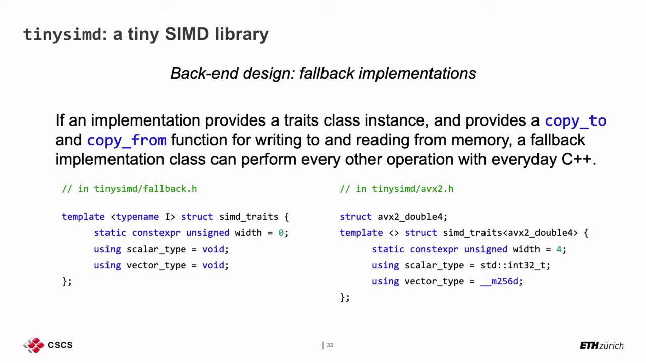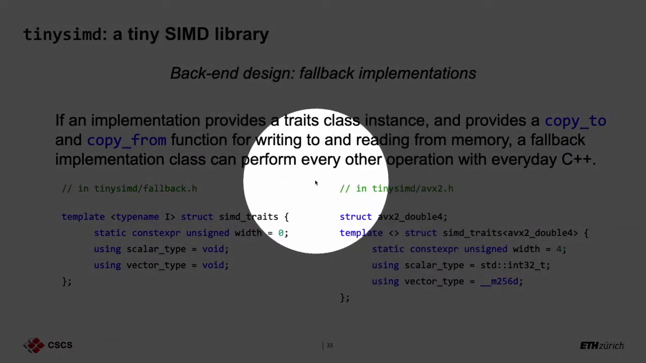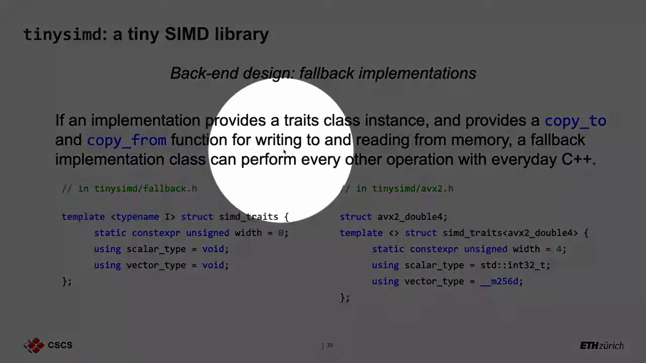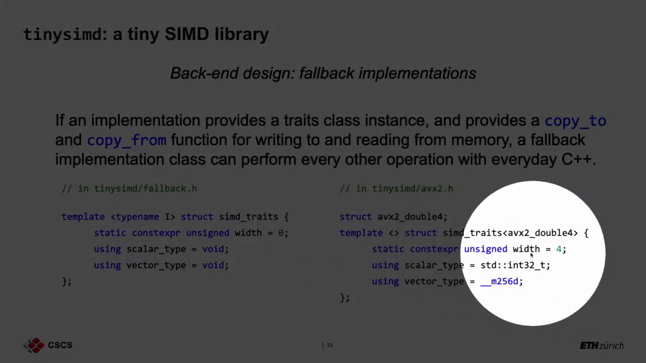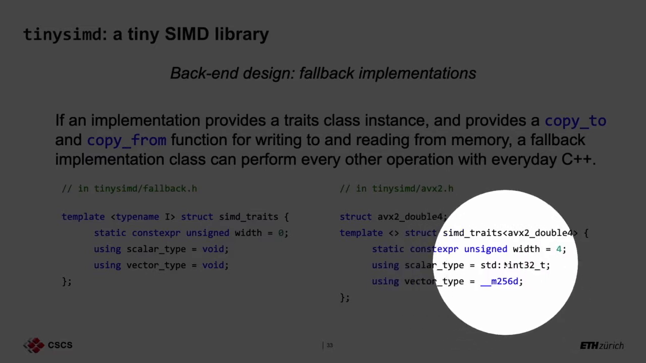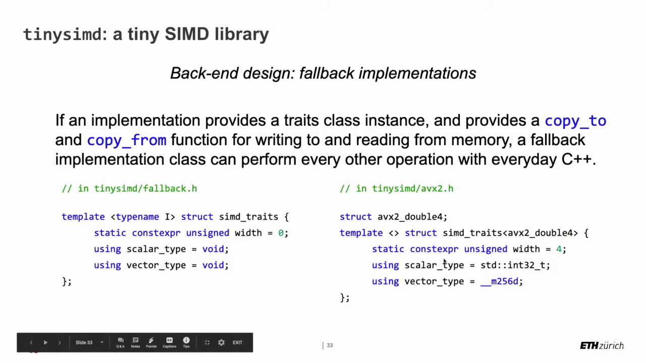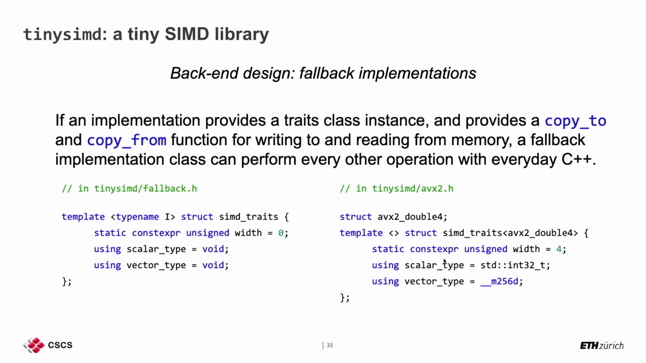Here's an example of our traits class. We can say that by default, everything's void. We just have no information. But if we have a concrete class, we can specialize it and give the information that we need to the rest of the ecosystem. So for AVX2 double 4, which could be an implementation of 4-wide double in AVX2, we'll say that the traits will map to something. It says with the width of 4, the scalar type is a 32-bit int, and the vector type is this sort of internal type, underscore M256D, the details of which we don't have to care about.